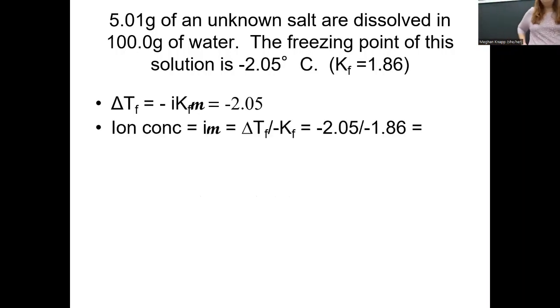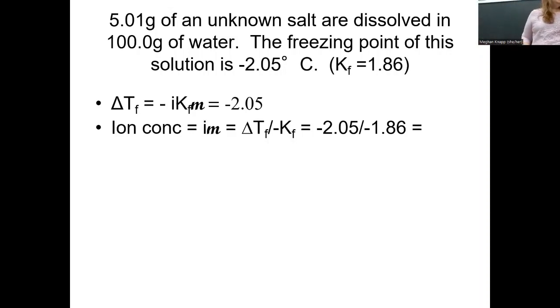So our total ionic concentration is going to be the Van Hoff factor times the molality. And so both of those are going to be incorporated into what we're solving for. So we don't have either the molality or i at the moment, but we do have the change in temperature and Kf, so we divide those.